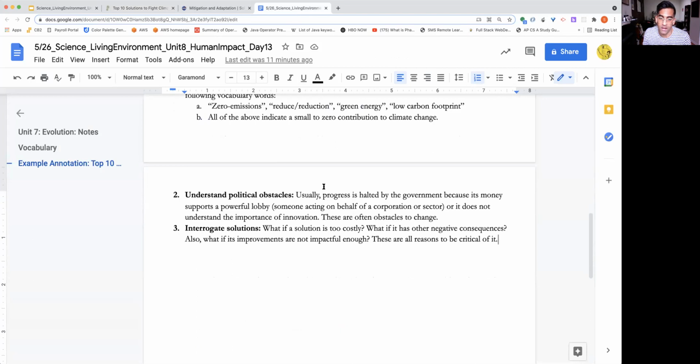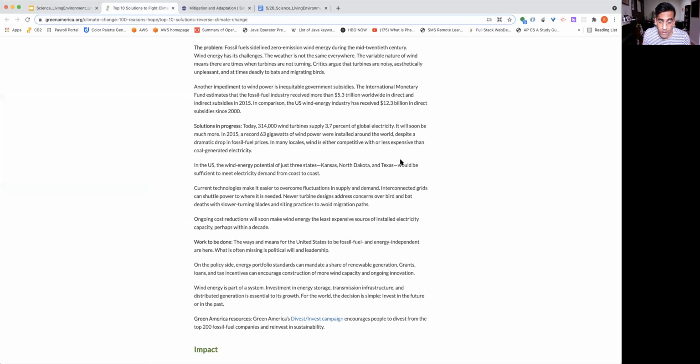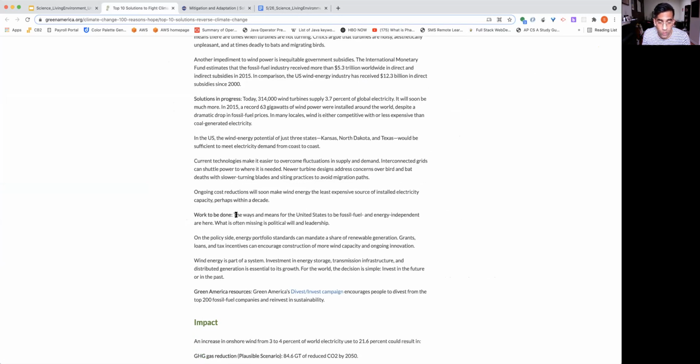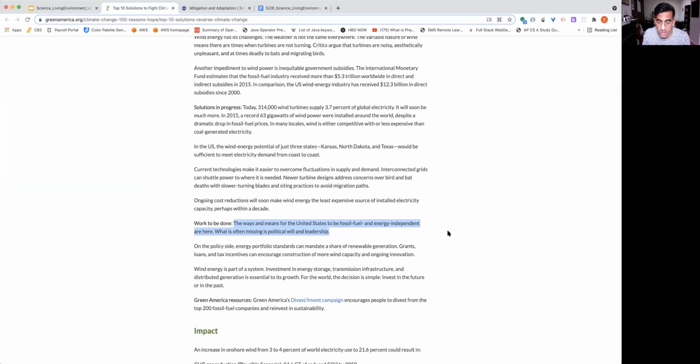Okay. Now we want to talk about political obstacles. Even if a policy is sound, there's going to be political opposition, or it's going to be politically complicated to implement it. So that's often found in the work to be done. The ways and means for the United States to be fossil fuel and energy independent are here. What's missing is political will and leadership.